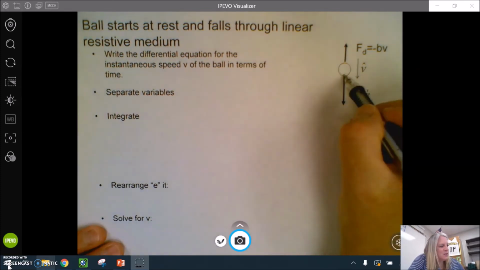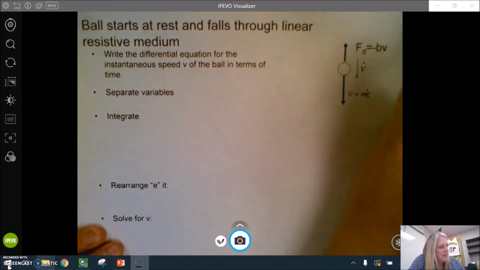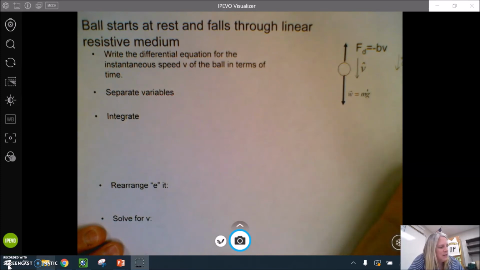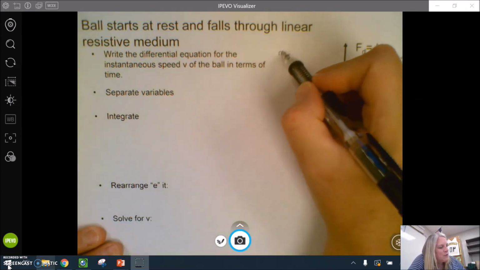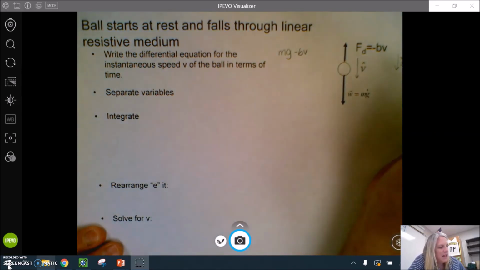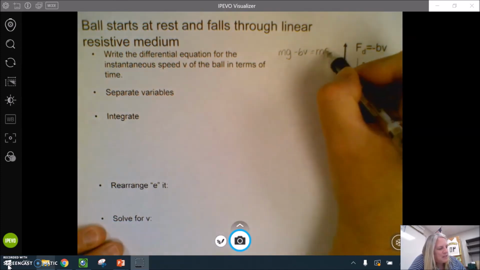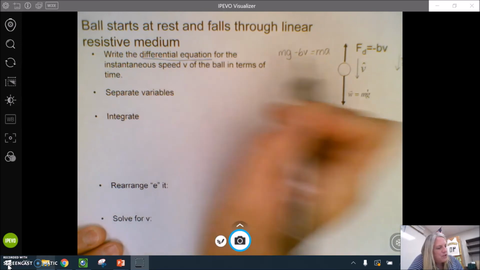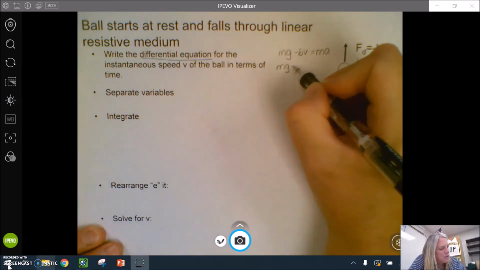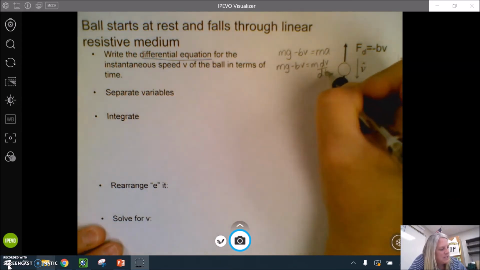So the first thing we're going to do is write our Newton's second law equation. Here's our free body diagram. The object is accelerating down, and we're going to say that that's the positive direction because it makes life easier. So we have the force of gravity in the positive direction minus the drag force, which is bv. Again, don't double negative that in the equation. And then that's mass times acceleration. But we want to write our differential equation. So that means we're going to go mg minus bv is equal to m dv over dt.